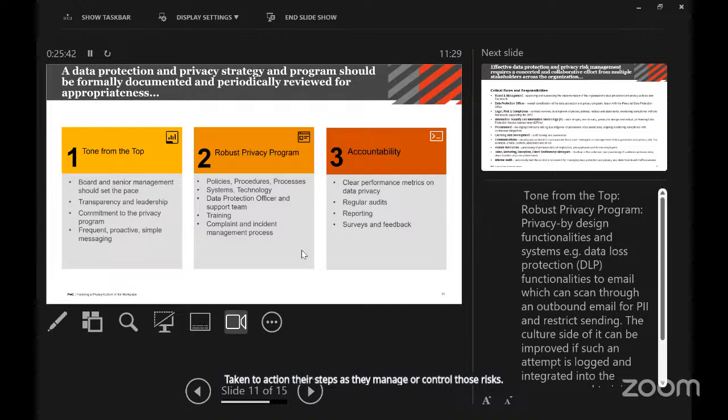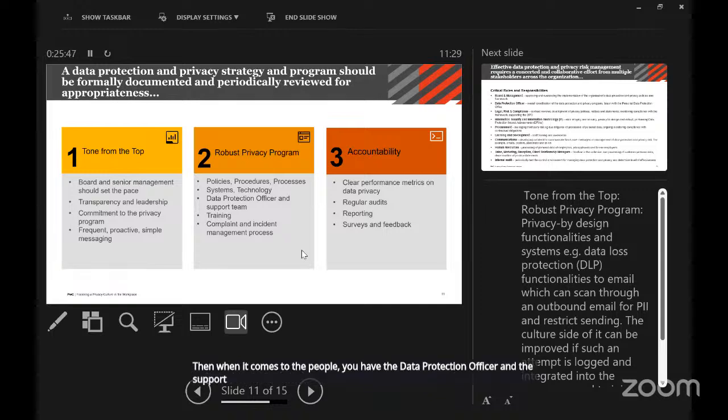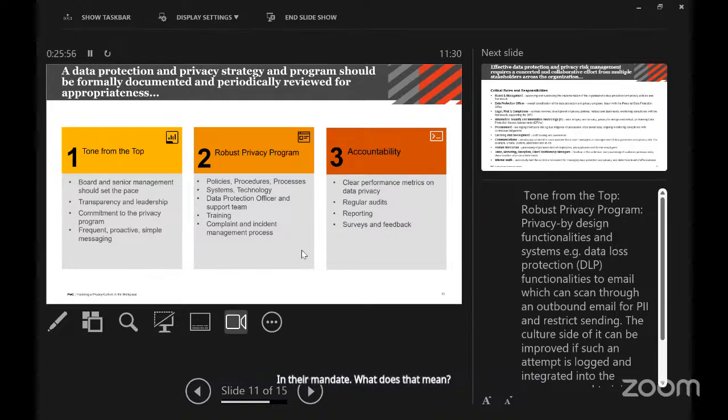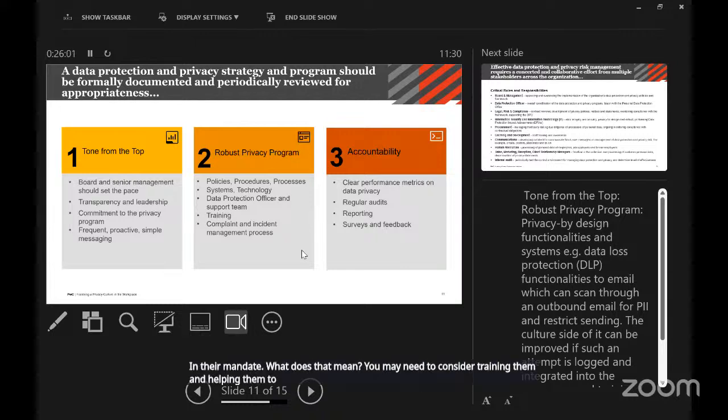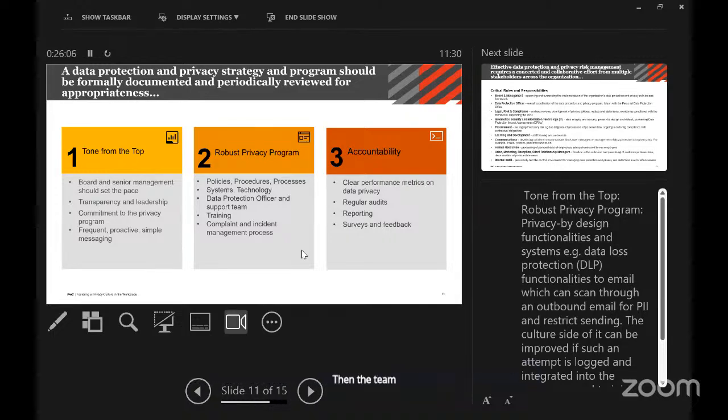Then when it comes to the people, you have the data protection officer and the support team that works with them. So again, as I mentioned, this team needs to be equipped and supported in their mandate. What does that mean? You may need to consider training them and helping them to make sure that they have the right knowledge concerning data protection and privacy. Then the team that's supporting them as well should have the necessary tools. For example, if it's in the information technology office, it's important that they have the right tools and the things that they need to be able to implement their role as they work.